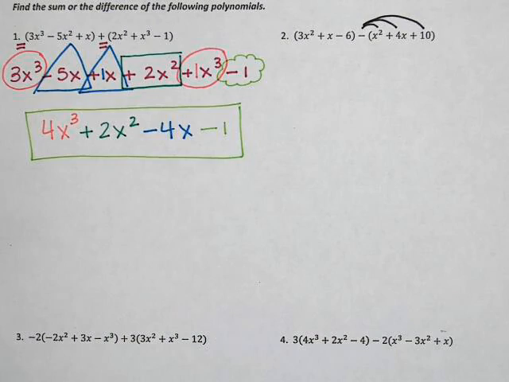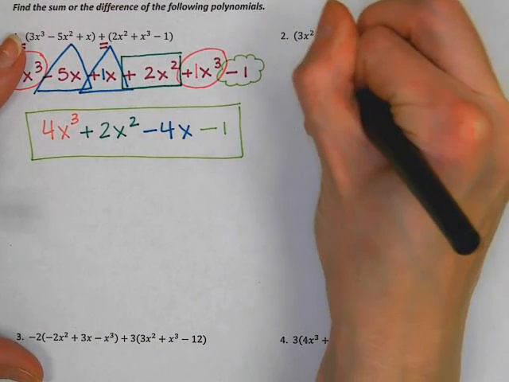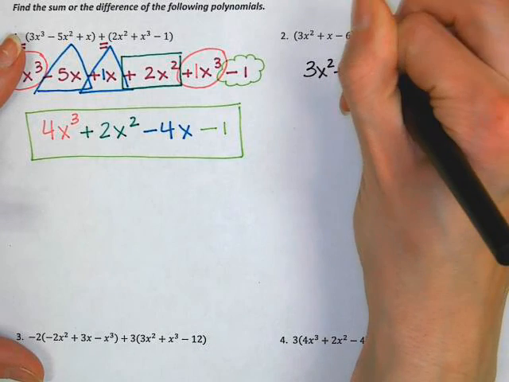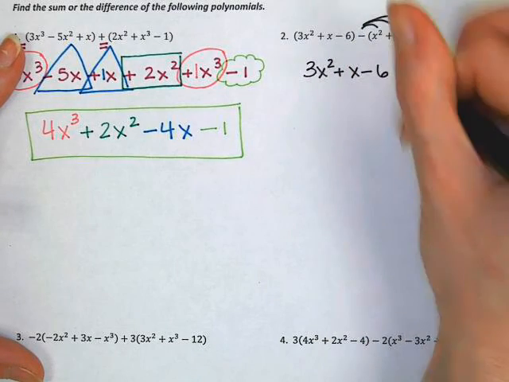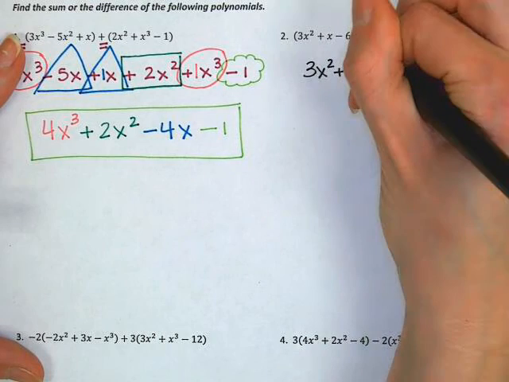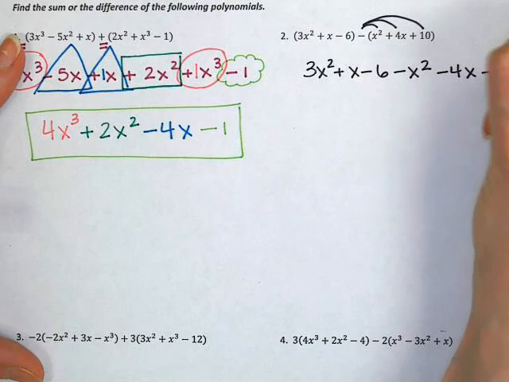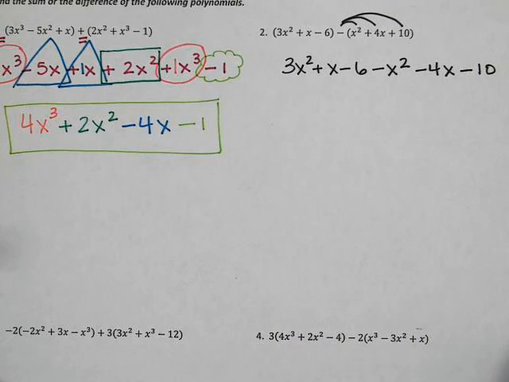Okay, so I'm going to rewrite it. The first parenthesis stays the same, but then every single piece here gets the subtract. So it's going to be minus x squared minus 4x minus 10. Make sure you distribute it to every piece.